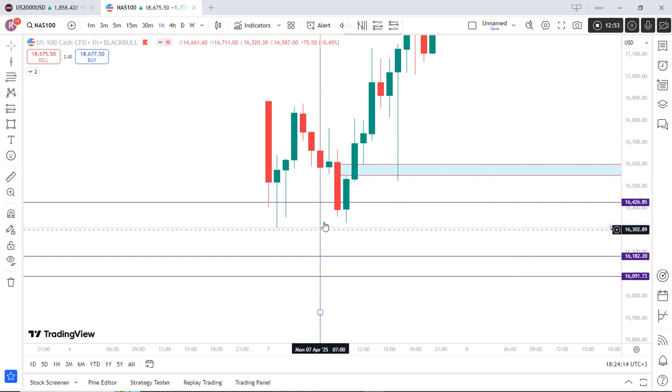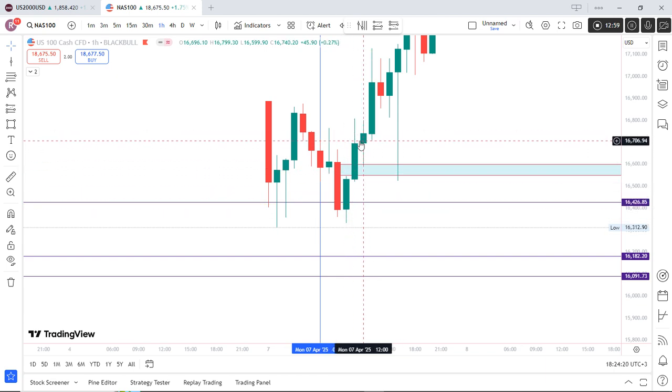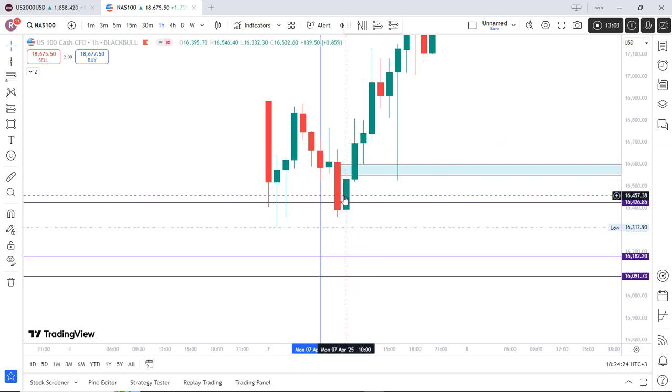So here we are, a fair value gap. And this fair value gap, we find that the candle that is creating this fair value gap, which is this one, because for a fair value gap to be formed, we must have 3 candles.